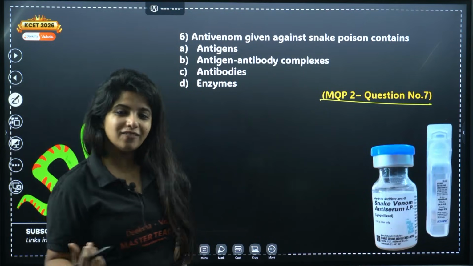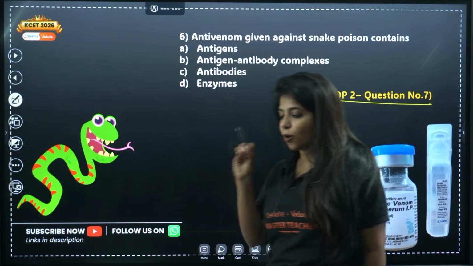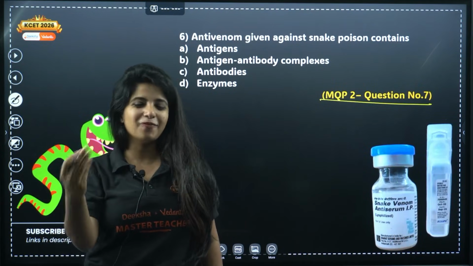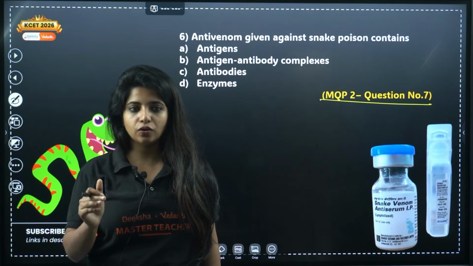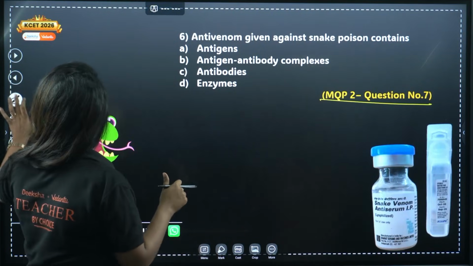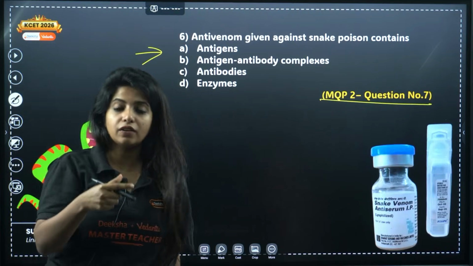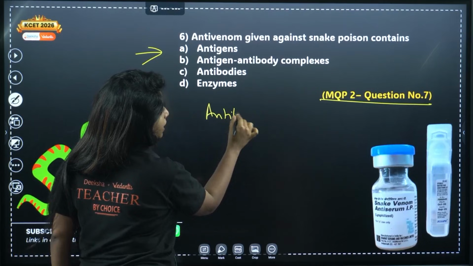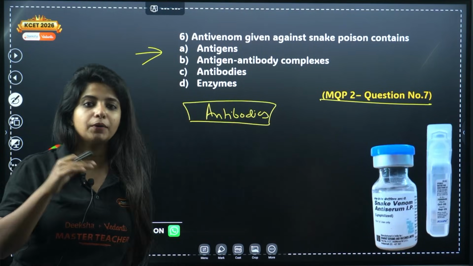So, suppose someone has been bitten by a snake. Now, when they go to the hospital, does the doctor say, hey, let's wait for our body to produce antibodies against it? No, right? So, usually what happens is that the thing that is given contains ready-made antibodies, because you cannot rely on your body to produce antibodies at that particular point of time.